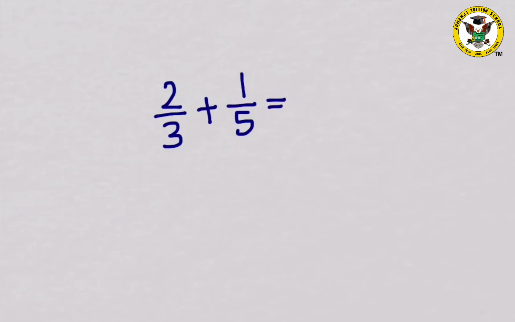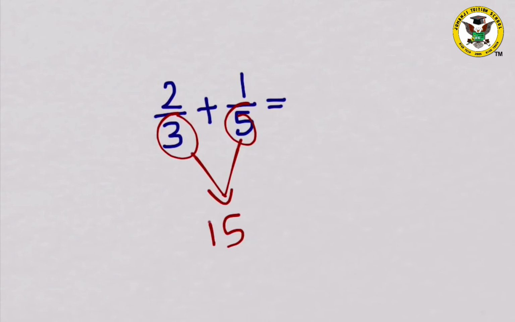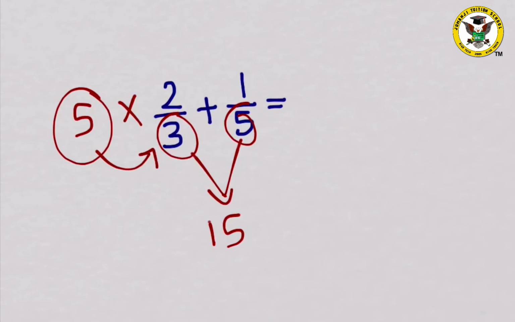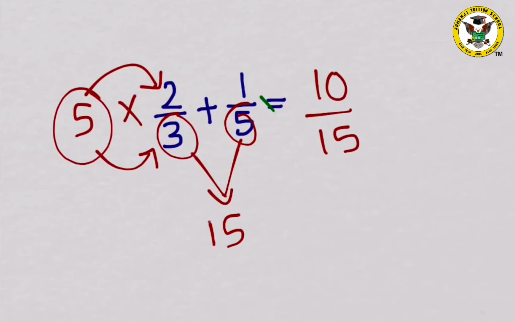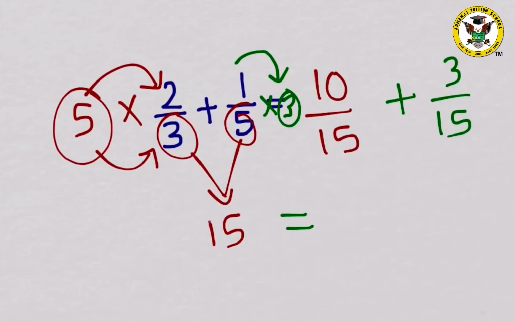From the LCM, we need to change the denominators into 15. So we need to find a number that we can multiply with 3 so that it becomes 15, which is number 5. So 5 we also times with 2. So 5 times 2 is 10 over 15. Next is to find a number that we can multiply with 5 so that it becomes 15, which is the number 3. 1 we also times with 3. So plus 3 over 15. This gives us 13 over 15.